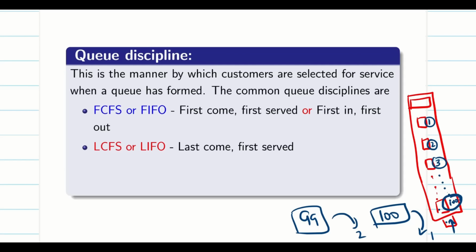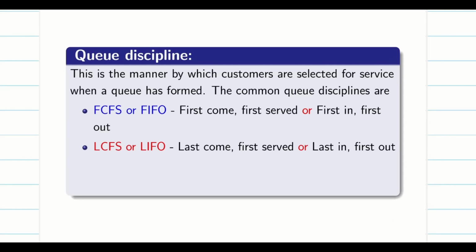Can you understand? The person who came last is served first, able to go out first. So there are such cases, called last in, first out. But according to our syllabus, we are going to deal only with first in, first out.